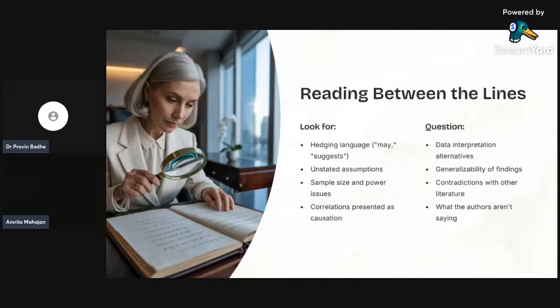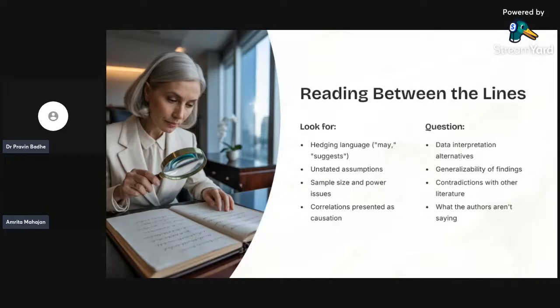And then correlation being presented as causation. Just because two things are happening together doesn't mean that one causes the other. It might not be that much interrelated. You have to find out whether these two are interrelated or not, for example, whether one variable directly causes a change in another or not.